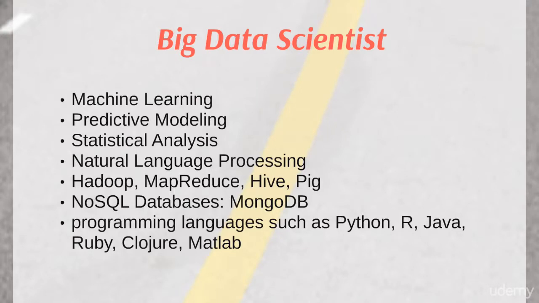Big data scientist is said to be the sexiest job in the 21st century. Successful big data scientists will be in high demand and will be able to earn very nice salaries. But to be successful, big data scientists need to have a wide range of skills that until now did not even fit into one department. So, as a big data scientist, you should have a good understanding of machine learning, predictive modeling, statistical analysis, natural language processing, Hadoop, MapReduce, Hive, Pig, or NoSQL databases like Mongo, Cassandra, programming languages like Python, R, Java, Clojure, etc.